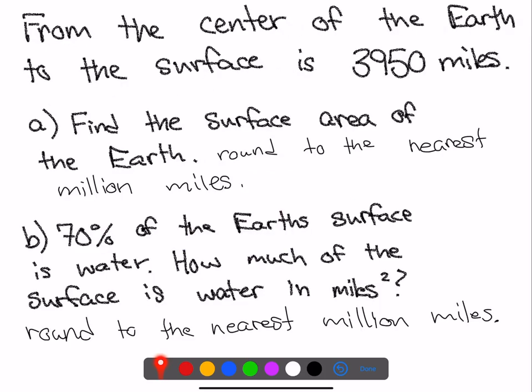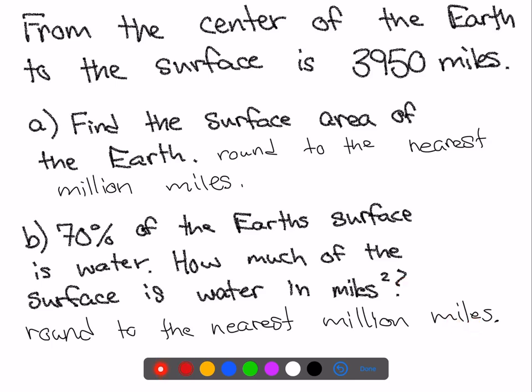So here's our first problem. From the center of the Earth to the surface is 3,950 miles. Two things I want us to find: find the surface area of the Earth, and we're going to round to the nearest million miles. And then for letter B, 70% of the Earth's surface is water. How much of the surface is water in miles squared? And again, we're going to round to the nearest million miles.